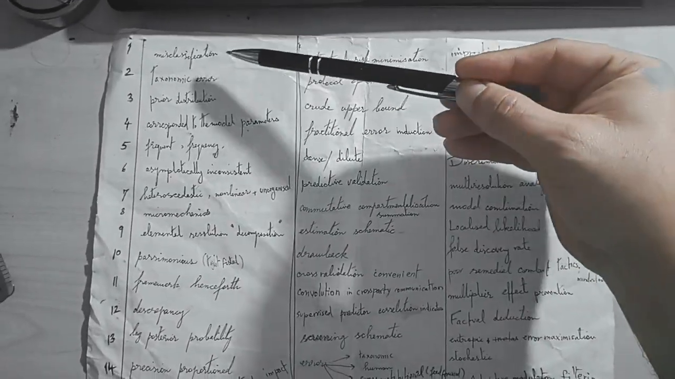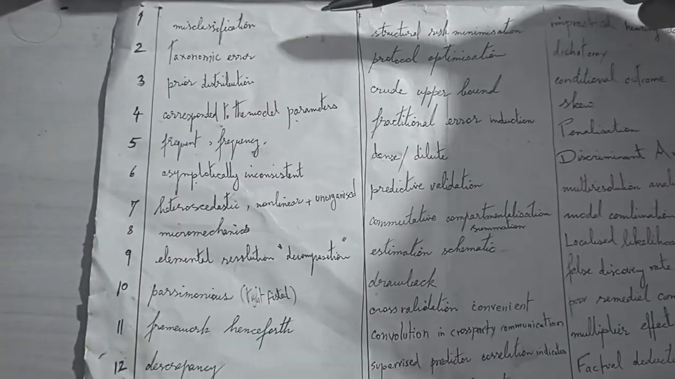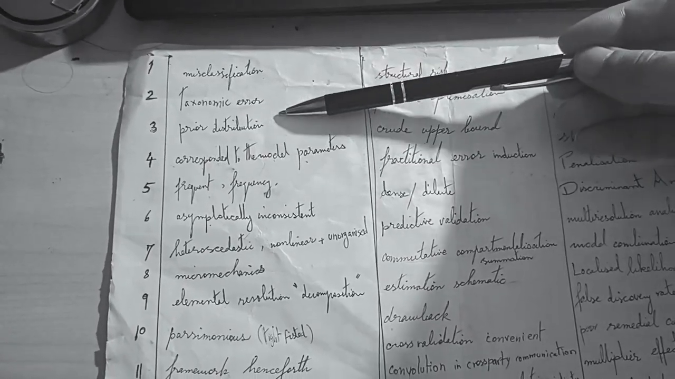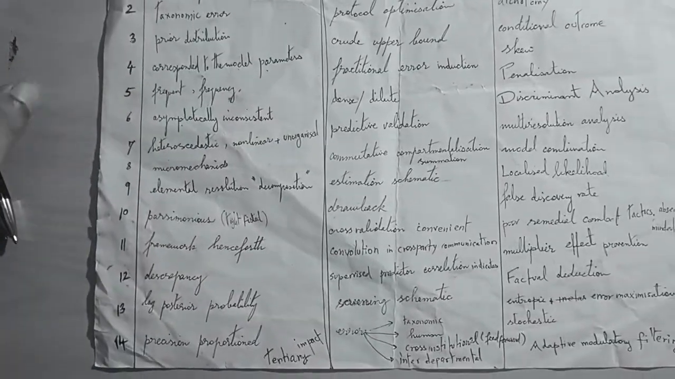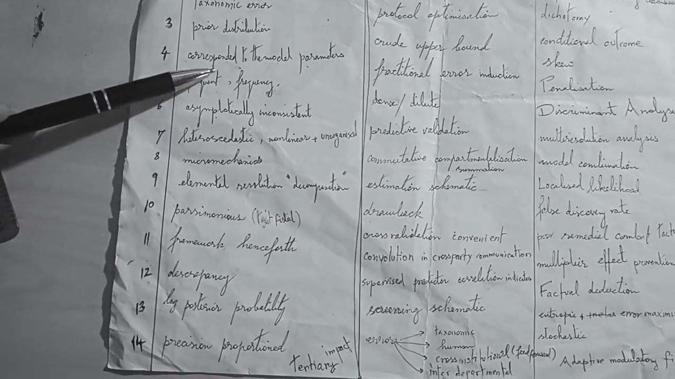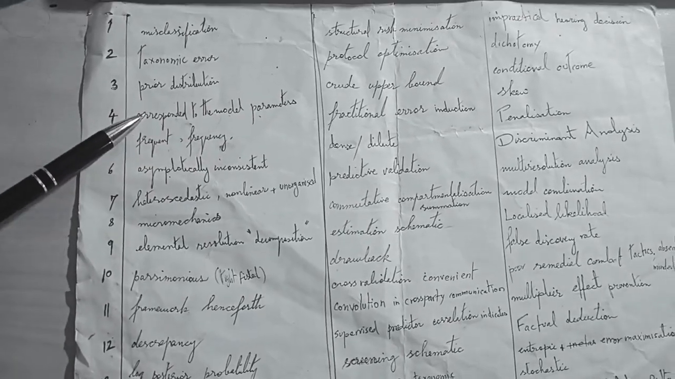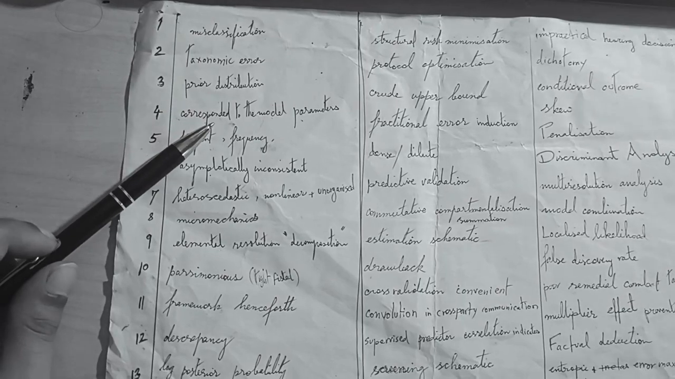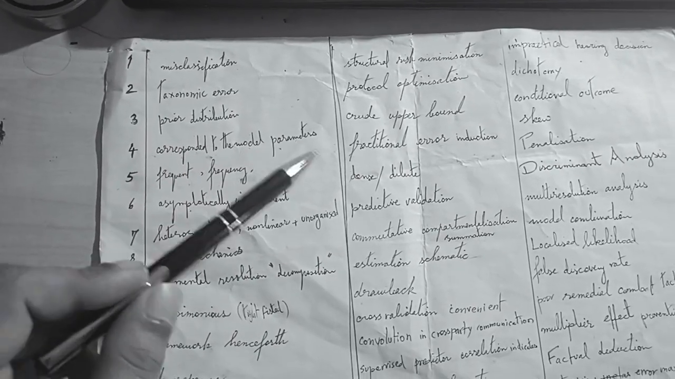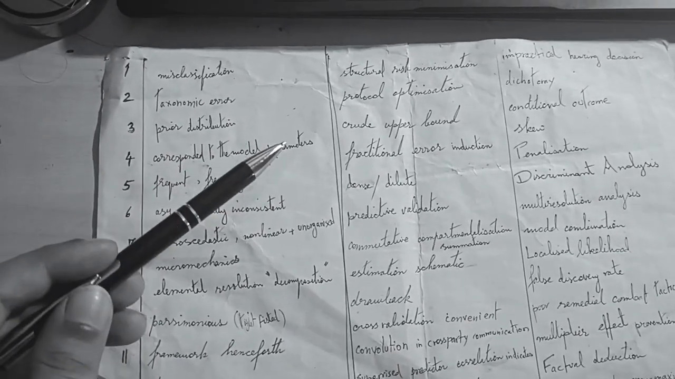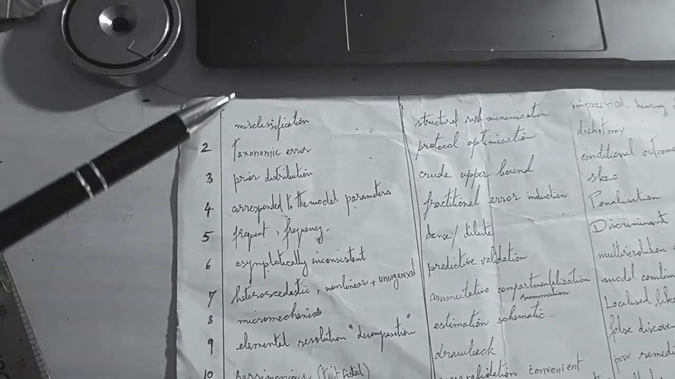So I'm going to read them out now. This is misclassification, taxonomic error, prior distribution, corresponding to the model parameters, frequency. Instead of saying quite a lot, large number, you say frequent or frequency. Corresponding to the model parameters: does it comply with the hypothesis, or does it comply with the null hypothesis? If it complies with the null hypothesis, you say corresponding to the model parameters of the null hypothesis or hypothesis. All right. Prior distribution: prior to the commencement of the investigation.